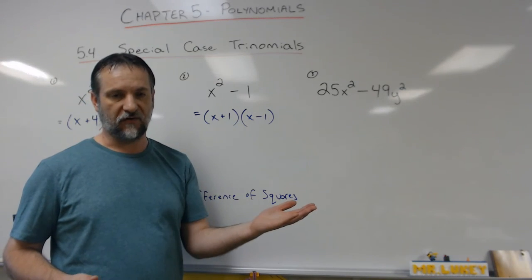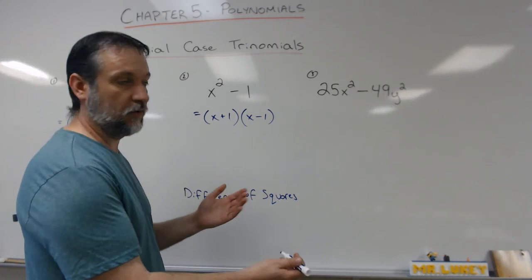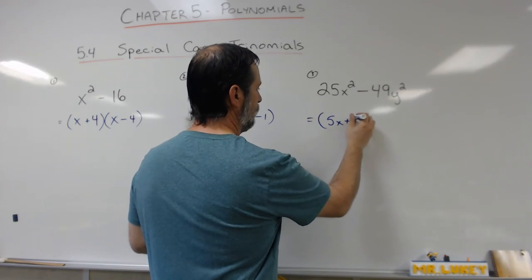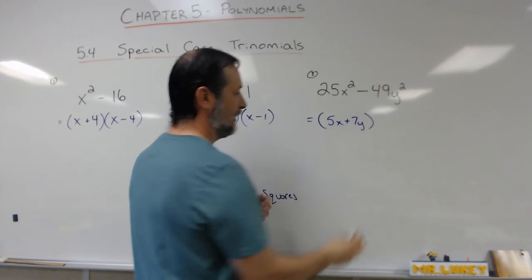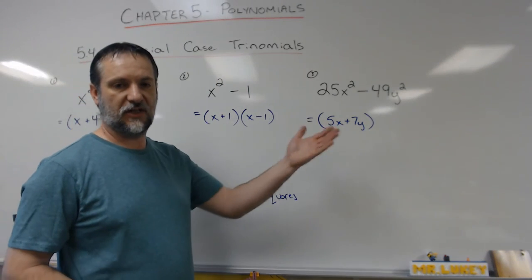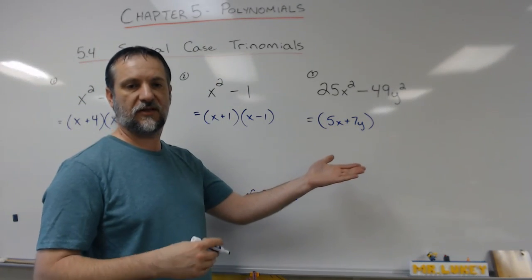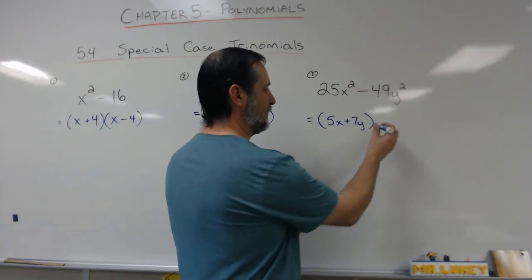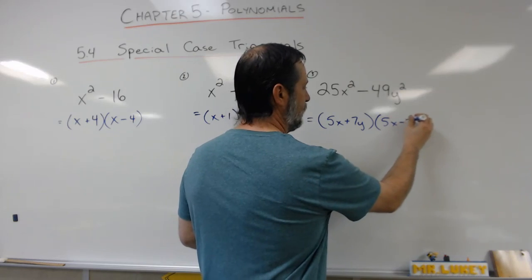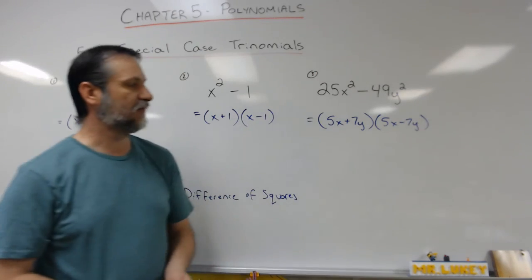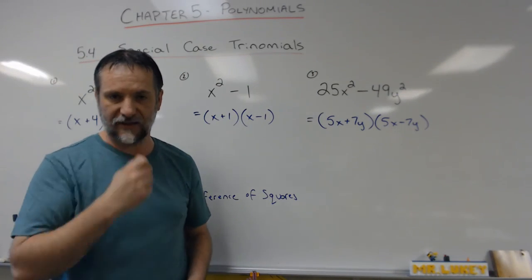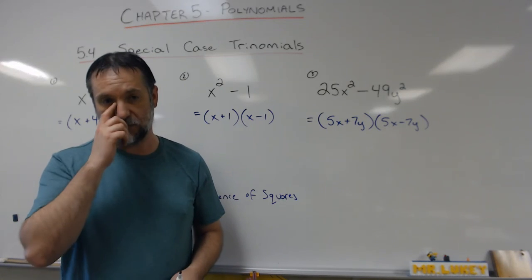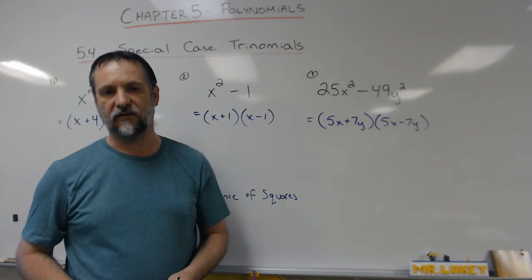So the square root of the first value plus the square root of the second value, and we're going to multiply this by the square root of the first value minus the square root of the second value. So that becomes 5x plus 7y times 5x minus 7y. And that is your special case trinomials. That is your difference of squares.